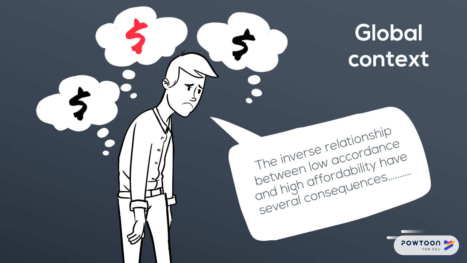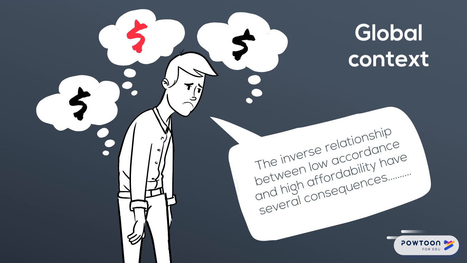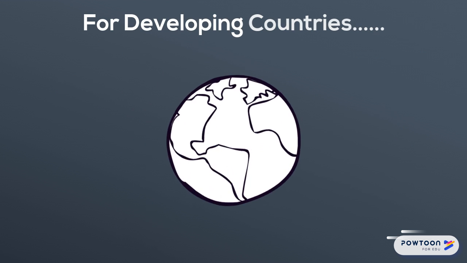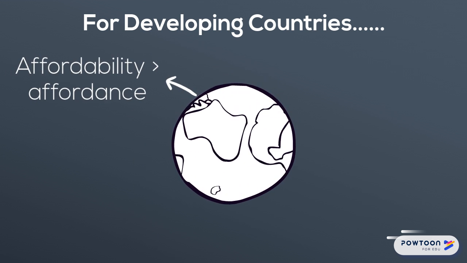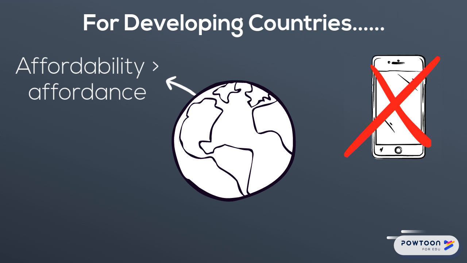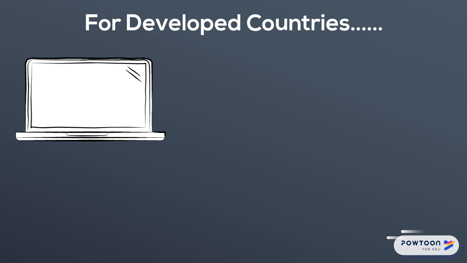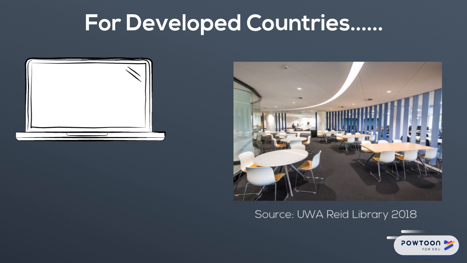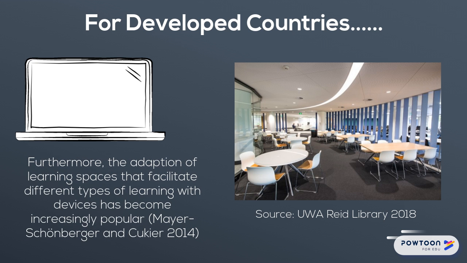For developing countries, the converse relationship between lower affordances and higher affordability has several consequences. They often focus on more of the affordability of the devices, and mobile learning is often hindered due to the lack of basic devices or limited internet connection. For developed countries, devices available have higher affordances but also lower affordability. This has allowed learning and ubiquitous learning to be widespread. Furthermore, the adoption of learning spaces that can facilitate different types of learning with devices has become increasingly popular.